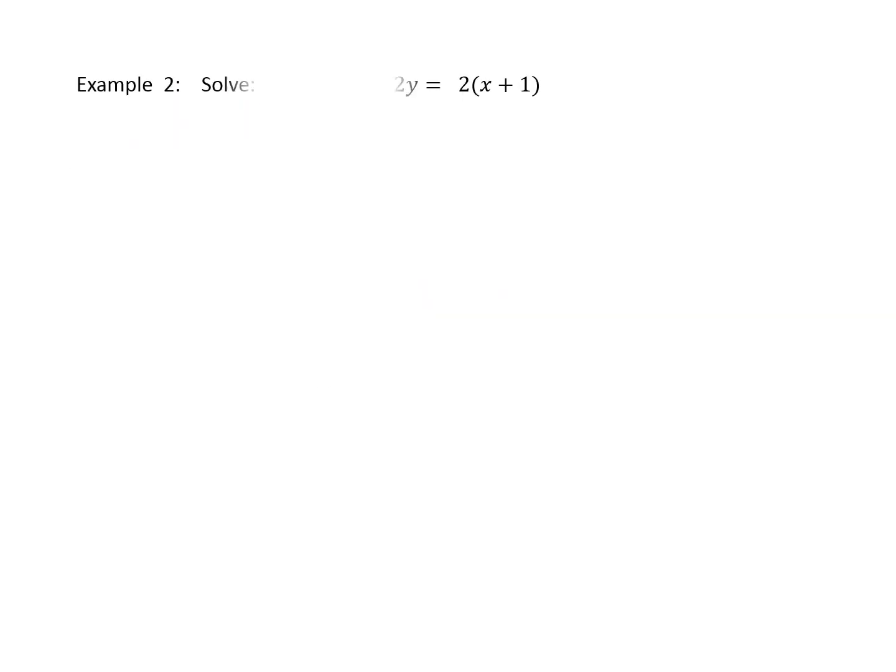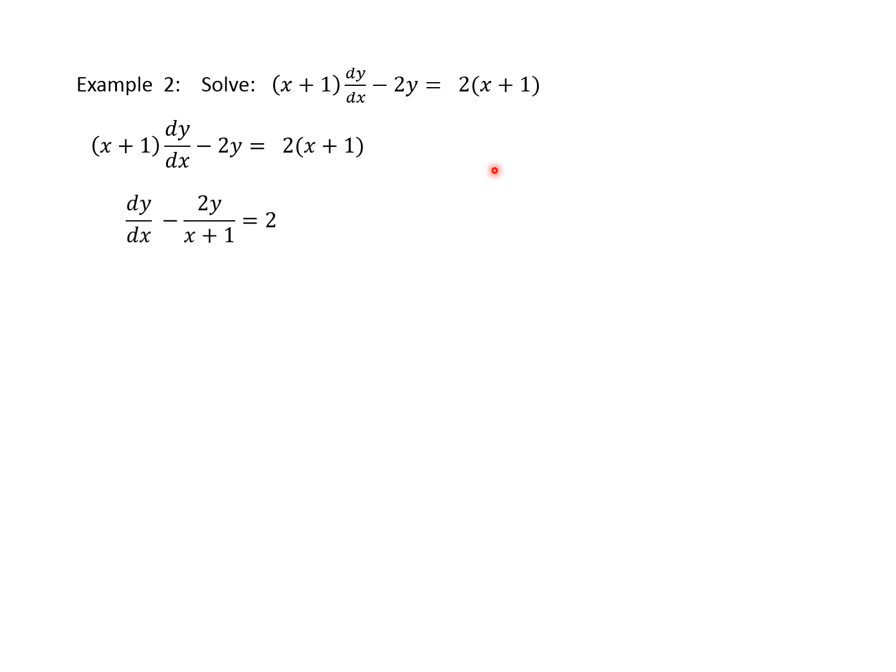Okay. Let's have another example. (x + 1) dy/dx − 2y = 2(x + 1). Now the question is: is this linear or not? Let's simplify it first. This is the original differential equation. Divide both sides by x + 1, that is, multiply by 1/(x + 1). So what remains is dy/dx − 2y/(x + 1) = 2.